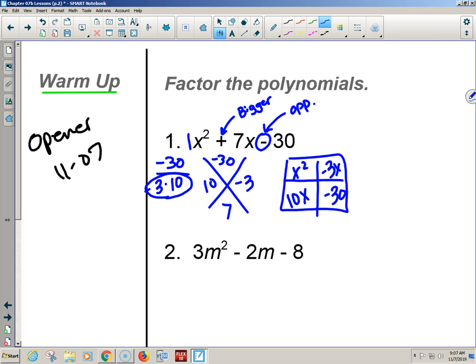Now, help me out. Once I have the box, it's the same thing every time. You ask yourself, what's the C stand for with GCF?